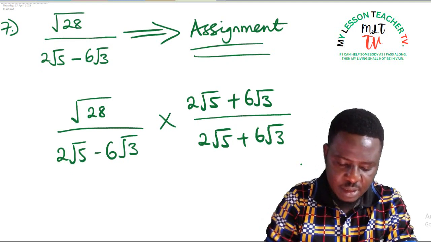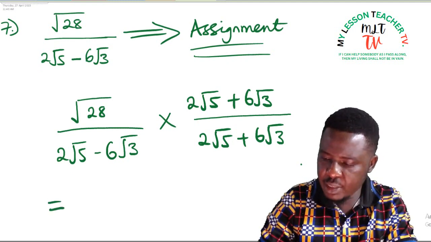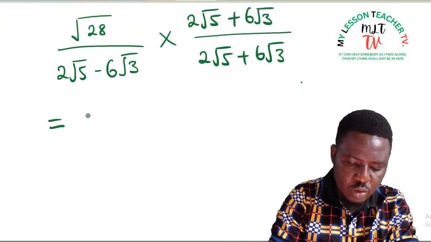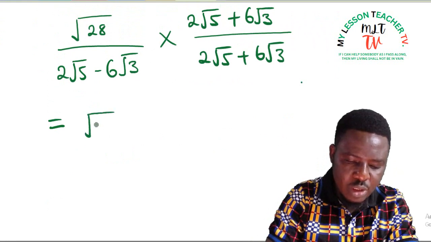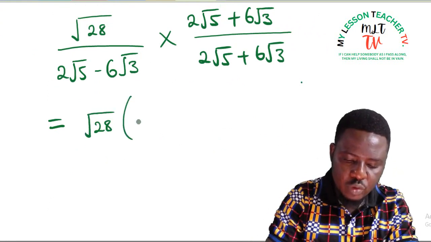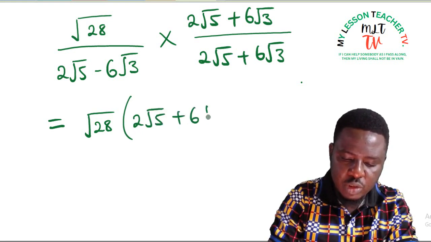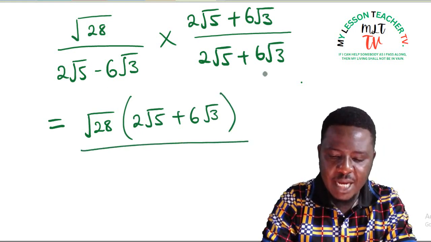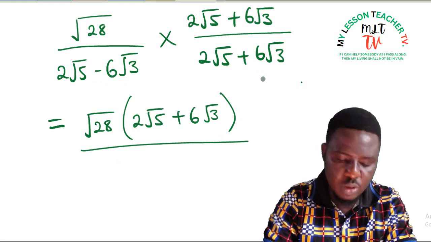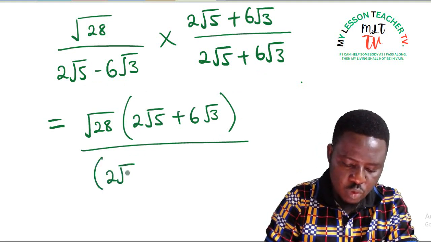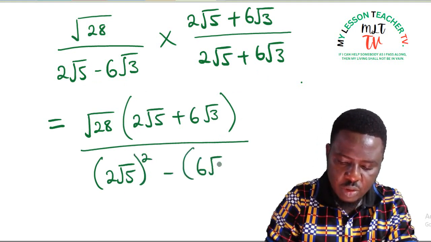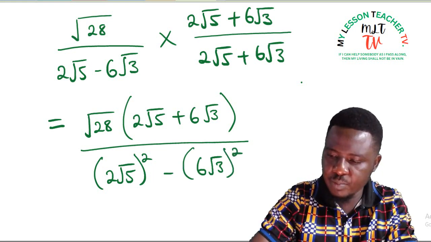When you simplify this, this will be equal to multiply the numerator as well as the denominator. This is going to give us root 28 into 2 root 5 plus 6 root 3 divided by, using the idea of difference of two squares, we can simplify the denominator to be 2 root 5 squared minus bracket 6 root 3 squared.